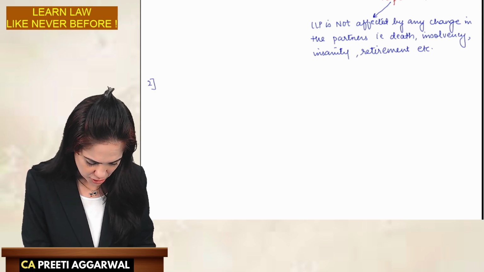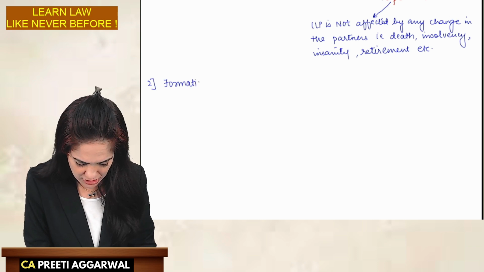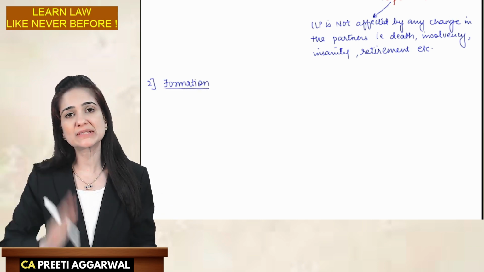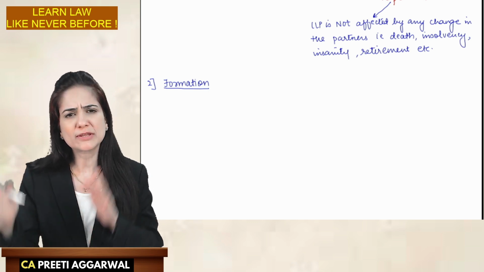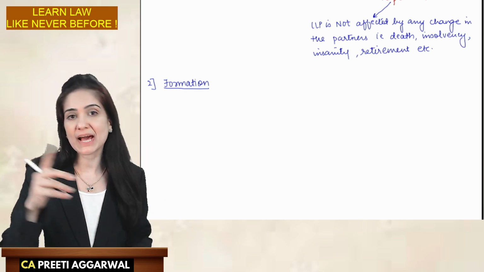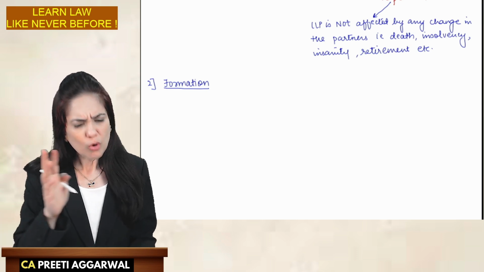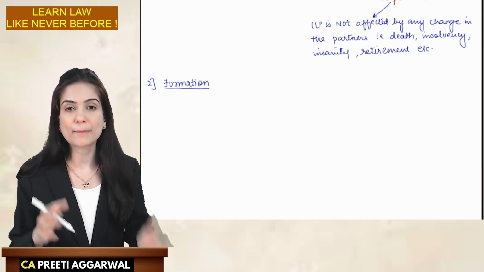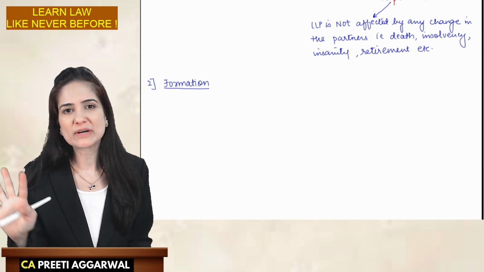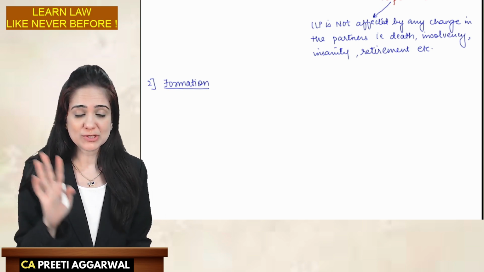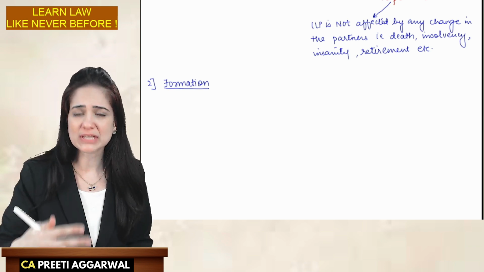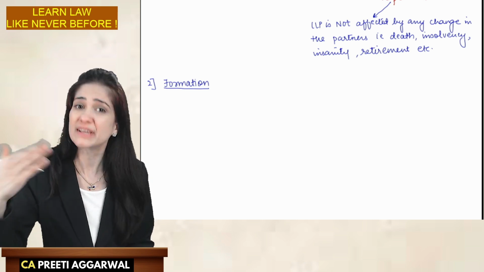The second feature, the second characteristic is formation. Again, formation is very simple as compared to a company. The incorporation is very simple as compared to a company. The documentations are also less as compared to a company. Only two persons required to form LLP. Now, this is very similar to your partnership. So, only two persons required. These two persons must be competent to contract. They must be of sound mind. All that we are going to discuss when we come to the discussion of partners, designated partners.